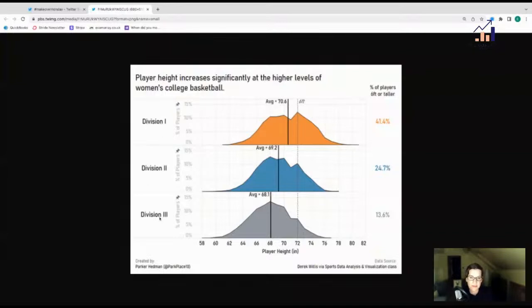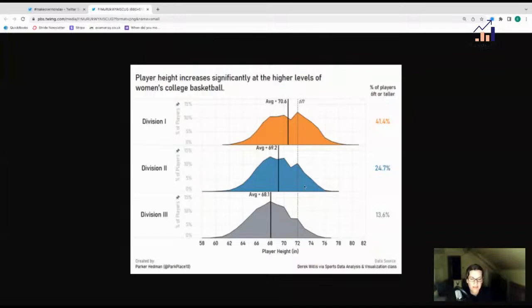I like the division 1, 2, 3, so showing the top division at the top. I think it makes it a bit more self-explanatory. And I love how you see the distribution of the heights across the division. So you see that shift. It's not huge, but it is probably significant if I had to guess.